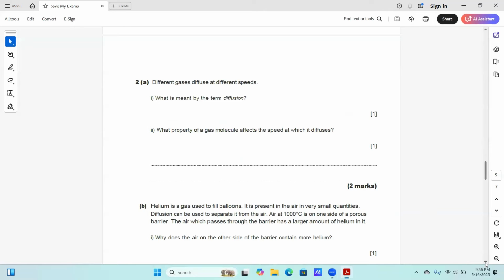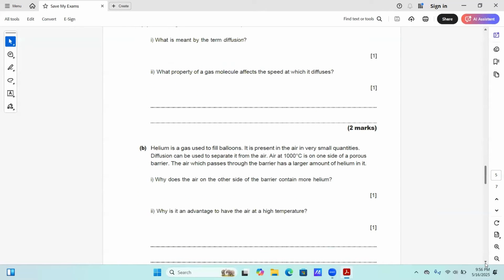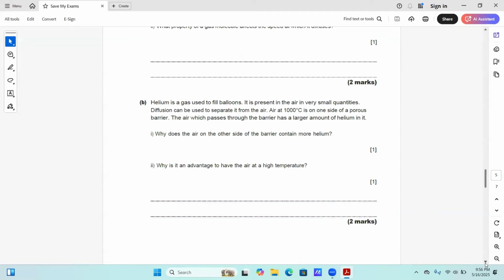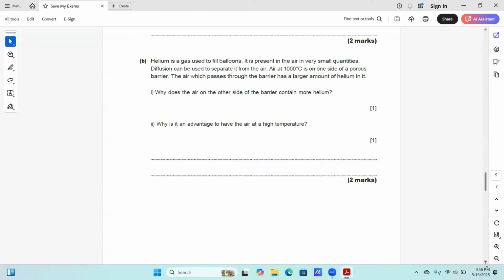B part. Helium is a gas used to fill balloons. It is present in the air in very small quantities. Diffusion can be used to separate it from the air. Air at 1000 Celsius is on one side of the porous barrier. The air which passes through the barrier has a large amount of helium in it. Why does the air on the other side of the barrier contain more helium?